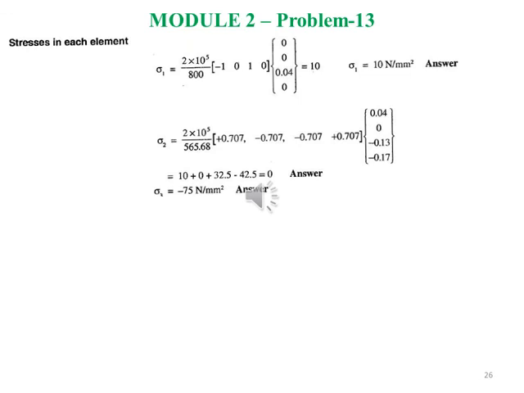So calculating the values of sigma 1, sigma 2 and sigma 3, that is the stress values in each of the elements. So sigma 1 comes to be 10 Newton per millimeter square, sigma 2 comes to be 0, and sigma 3 comes to be minus 75 Newton per millimeter square. So it is direct substitution of the values in AE by L into L, M, L, M.